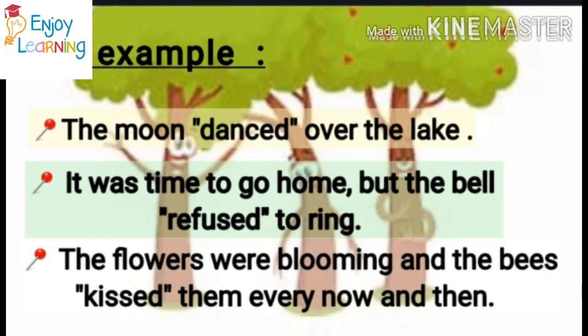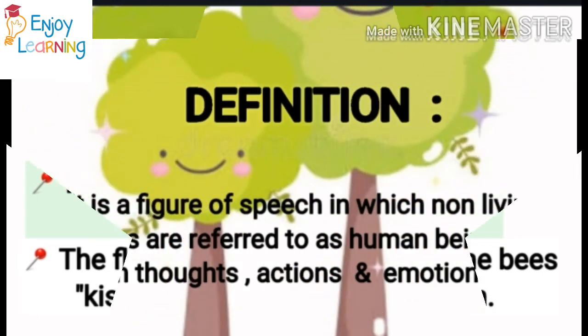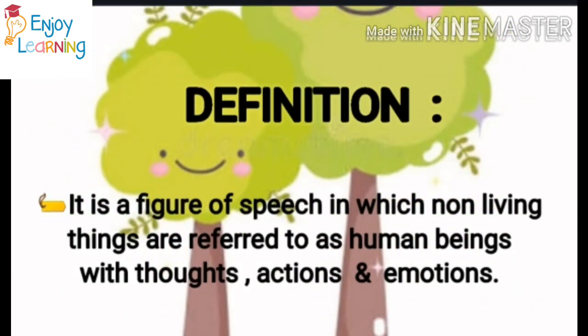Next one is, the flowers were blooming and the bees kissed them every now and then. The term kiss refers to the action of bees as they are flying near the flowers, sitting on them and sucking nectar from them. So you can see that in all these examples, the non-living objects are being personified as human beings. Means they are acting like human beings.